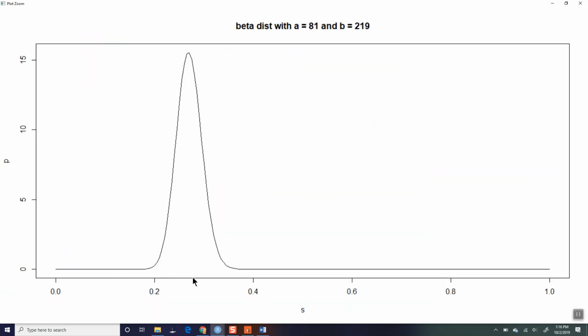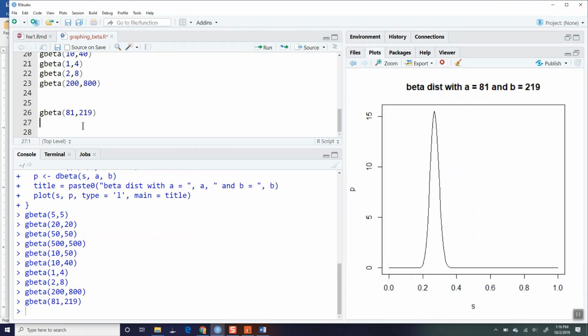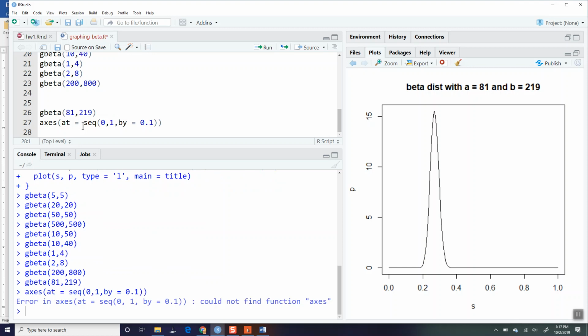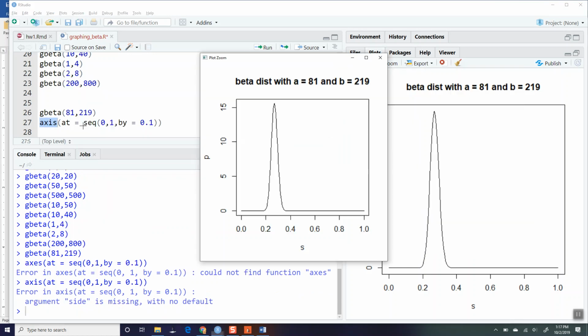What's the quick way to add tick marks? Do I just do axes at equals sequence 0, 1 by equals 0.1? Yeah, I don't know. Okay, but it doesn't matter.